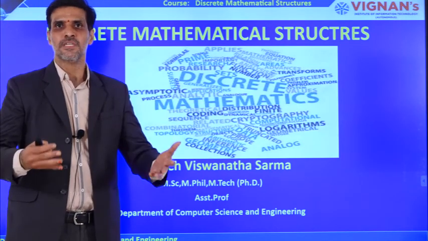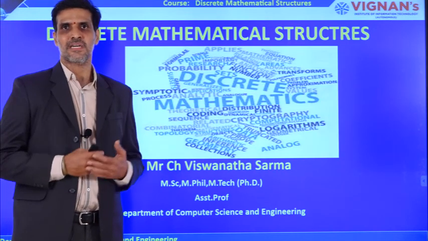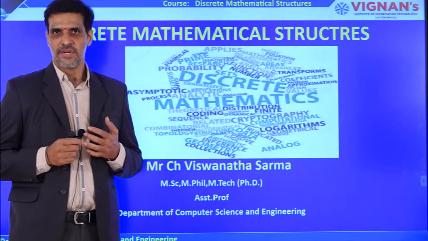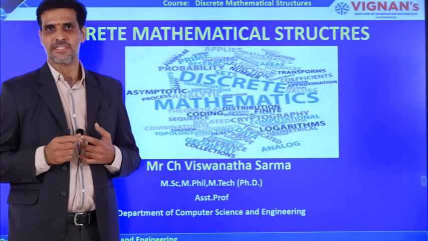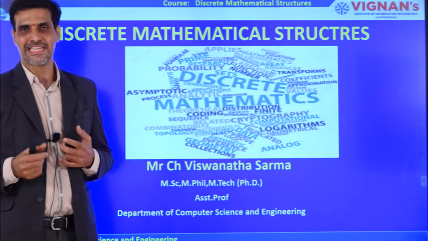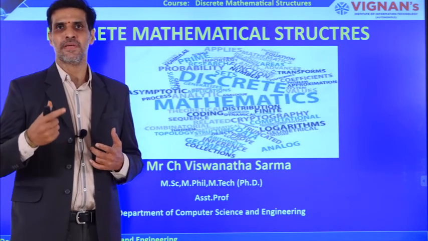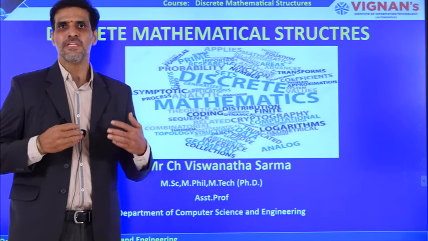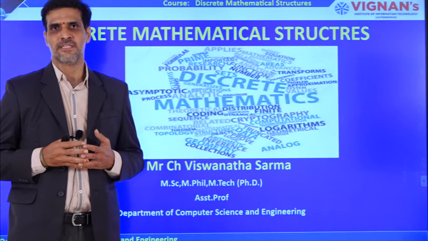What are those logical connectivities? We discussed in the last class different logical connectivities: the first one is the negation, the second one is the conjunction, the third one is the disjunction, the fourth one is implication, also called conditional, and the last one is bi-implication or bi-conditional. By using these logical connectivities, we try to combine the sentences.